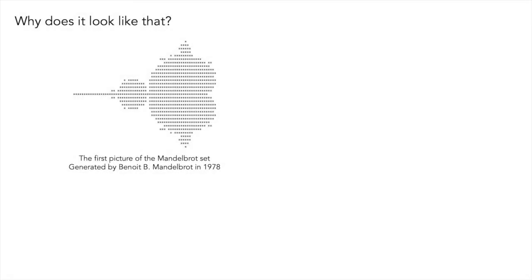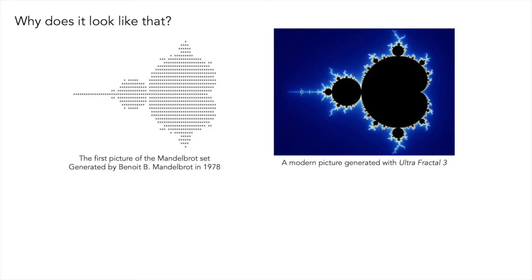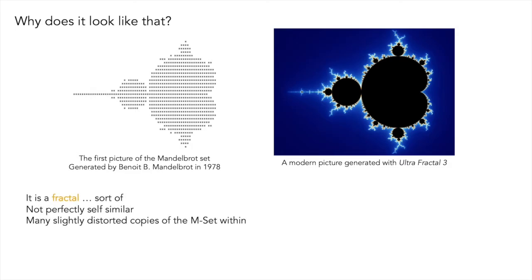So why does it look like that? That's probably what Benoit Mandelbrot was asking himself when he saw this weird, blobby, fuzzy picture in 1978. Today we've got these fantastic, ultra-clear pictures generated with computer programs which can show us the true nature of the shape. The reason it looks so fuzzy on the edges is because it's a fractal, sort of, because it's not perfectly self-similar. In fact, there are many slightly distorted copies of the Mandelbrot set within it, but generally it's regarded as a fractal.